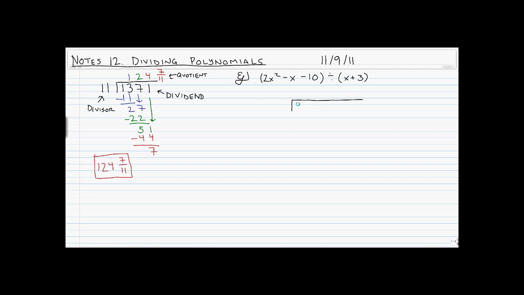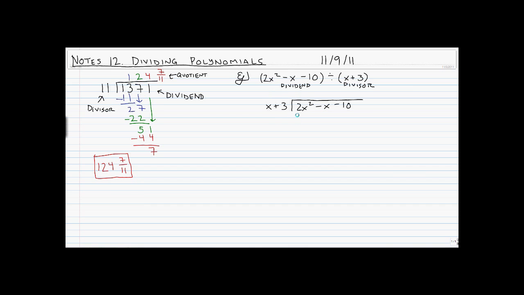So we are going to divide. Our dividend is going to be this guy, so my dividend will be 2x squared minus x minus 10. And my divisor is going to be this guy, x plus 3. So we're going to see how many times does x plus 3 go into 2x squared minus x minus 10, or what is the quotient of 2x squared minus x minus 10 and the binomial x plus 3.